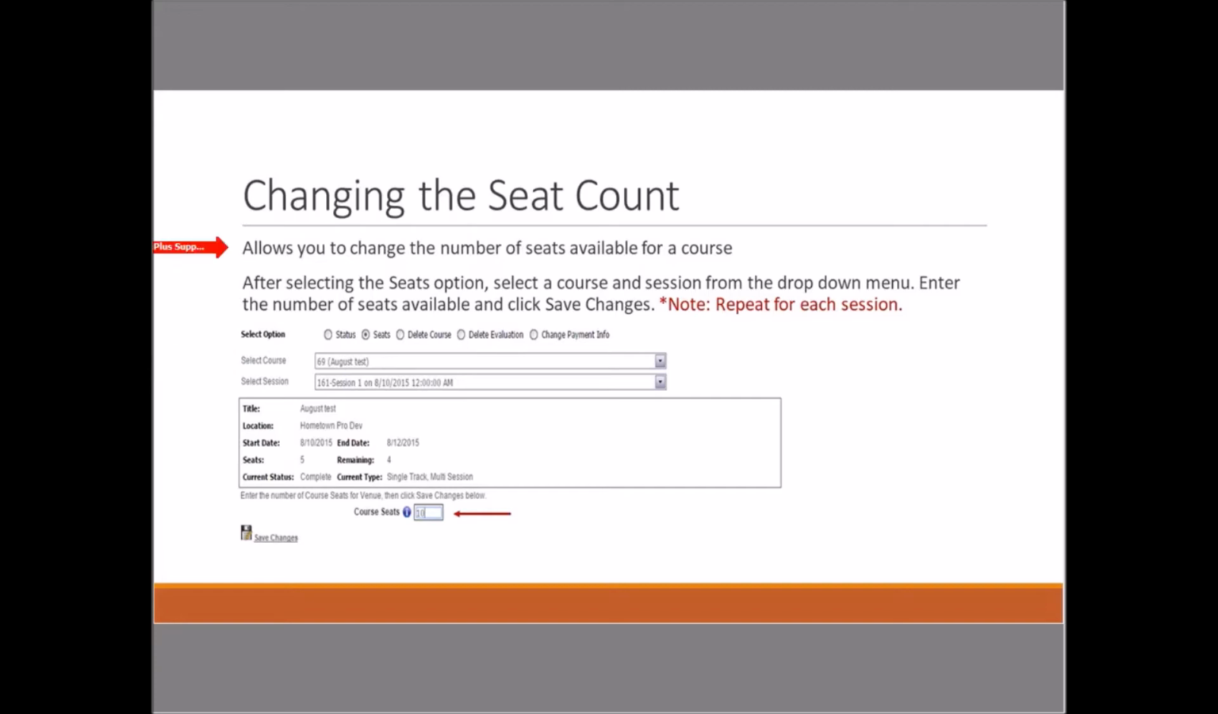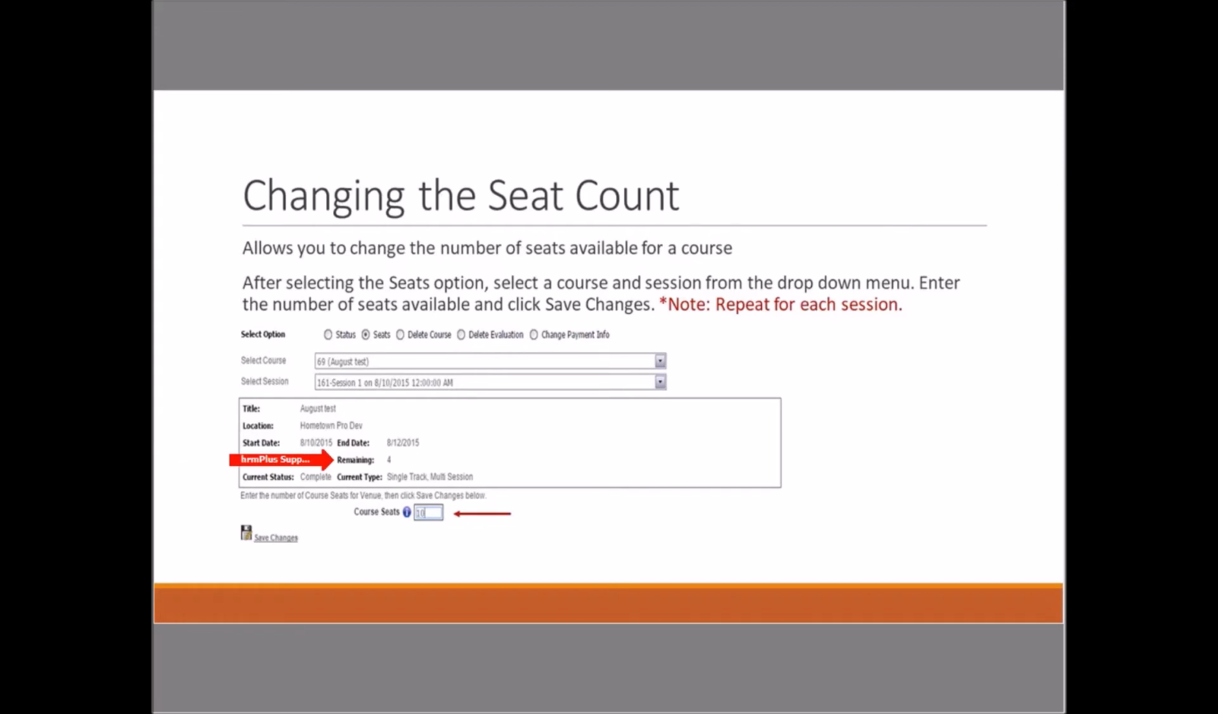Okay, so just like before, you need to tell the system what option you want to do. So you're going to start by selecting that radio button, seats, and of course you're going to pick your course. And this one, that session thing is really important. If this is a multiple session course, I'm going to have to repeat this for each session that I want to change the seat count on. And like before, once you select these two fields, all the information is going to auto-populate here in the middle screen. You'll see what your current seat count is and how many seats you have available.